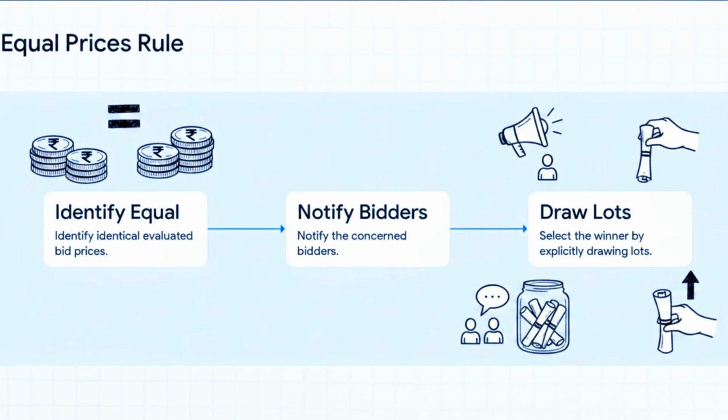However, what if the evaluated prices themselves are exactly equal? Let's say two bids are both evaluated at exactly 101 million rupees, down to the very last rupee. The previous rule won't help you there because neither is below the average. In this extremely rare event, ITB 36.2 dictates you have to abandon the average distance check entirely. Instead, you put away the calculator, formally notify the concerned bidders, and select the winner by explicitly drawing lots.